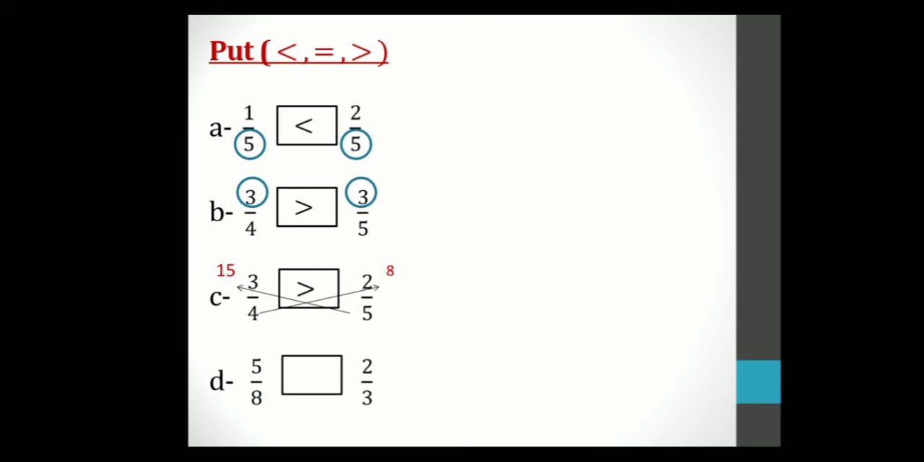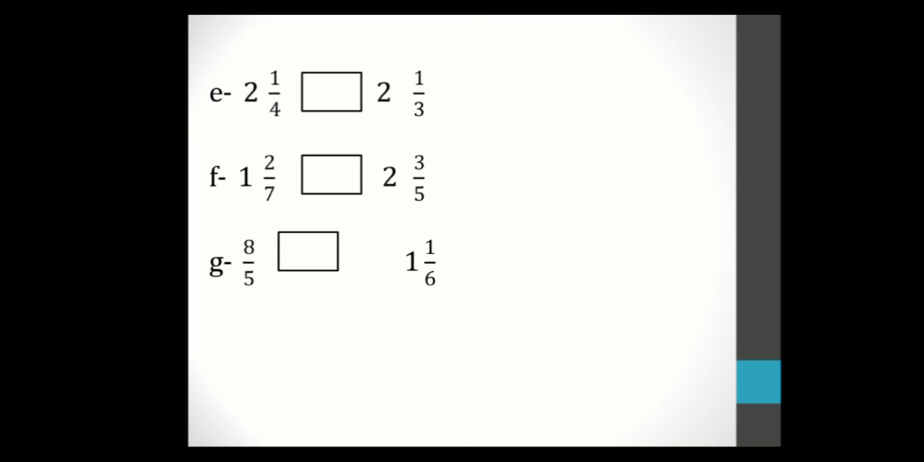Next, we have 5 over 8 and 2 over 3. Yes, we can use the cross multiplication method because I have different denominators and different numerators. So I make 8 multiplying by 2, it will be 16. And 3 multiplying by 5, it will be 15. So 2 over 3 will be bigger than 5 over 8.